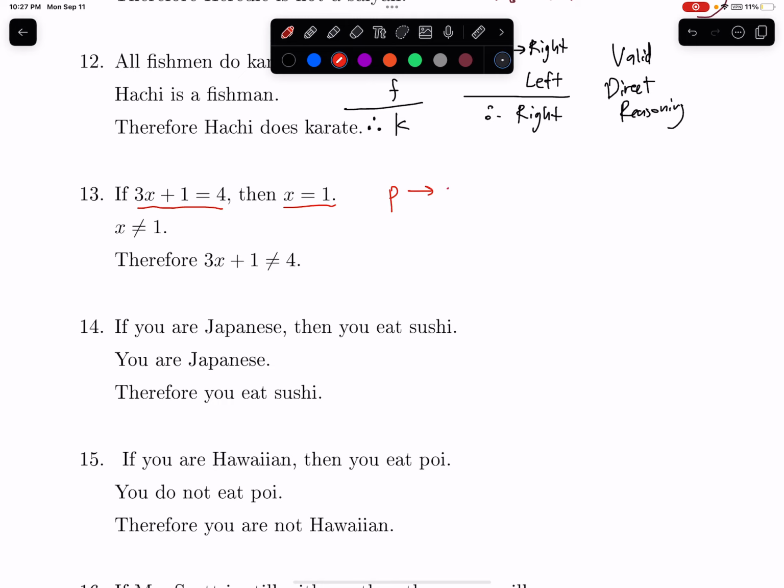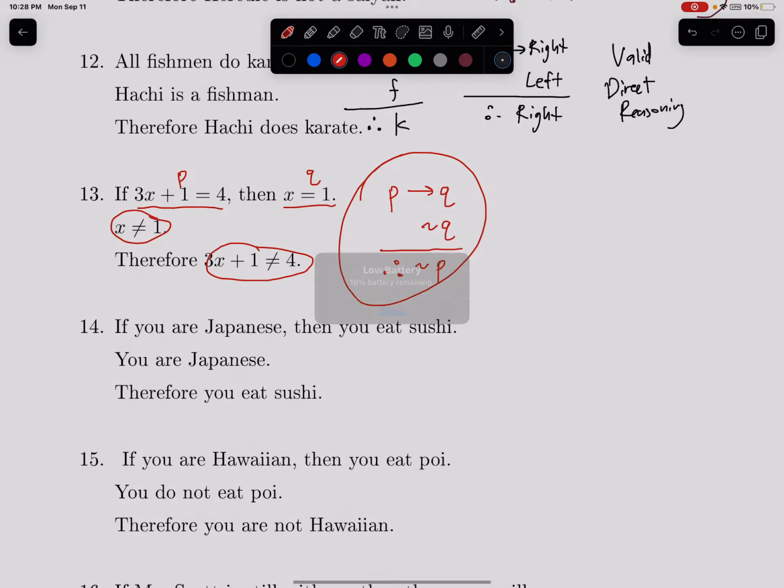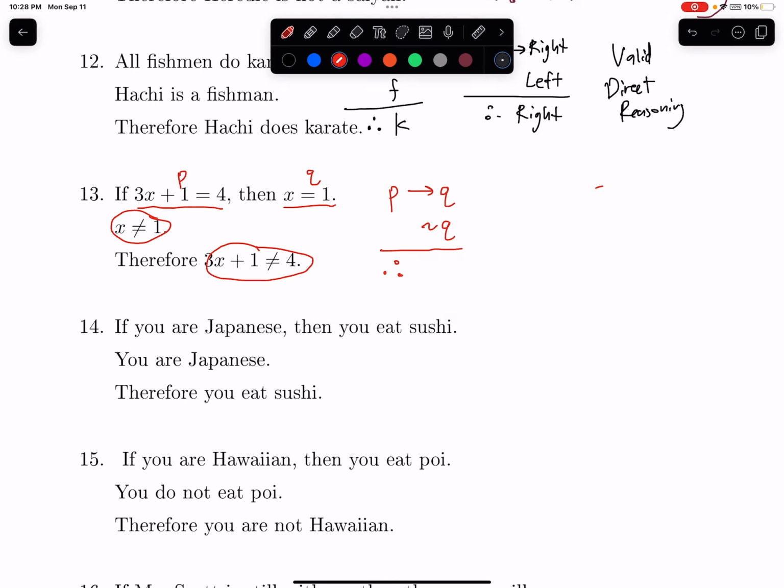So if P, then Q. So this is the P part. This would be the Q part. And then here I have x not equal to 1. That's the negation of the original Q, right? Therefore, 3x plus 1 is not equal to 4. That's the negation of the original P. Oh, look at what you have there. That's exactly what's in your notes. I'm not even going to bother writing the left-right thing because that's exactly what's in your note above. That's the pattern of the contrapositive, right? That's valid by indirect reasoning.